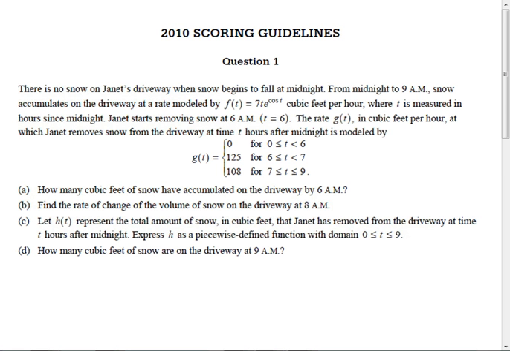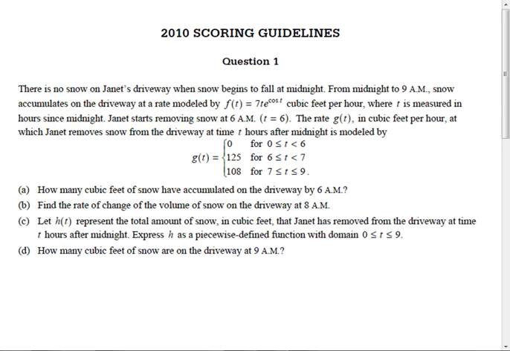So we're going to read that one. And, you know, if you were from Southern California or from Florida, this problem might be a little harder for you. There is no snow on Janet's driveway when the snow begins to fall at midnight. You almost wish you could go into another room and just read the question out loud, because I think that helps. From midnight to 9 a.m., snow accumulates on the driveway, which means it's going to add up, which probably means an integral, at a rate modeled by f of t equals 7t e to the cosine of t.